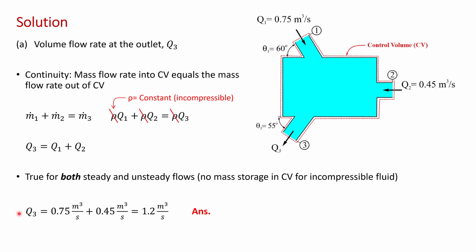Okay, so we can just substitute the values. You're given in the problem statement that the volume flow rate at 1 at the inlet is 0.75 cubic meters per second. At the other inlet, 2, the volume flow rate is 0.45 cubic meters per second. So we add these up and we get that the volume flow rate at the outlet is 1.2 cubic meters per second, which is the answer to part A, which we'll need for part B.